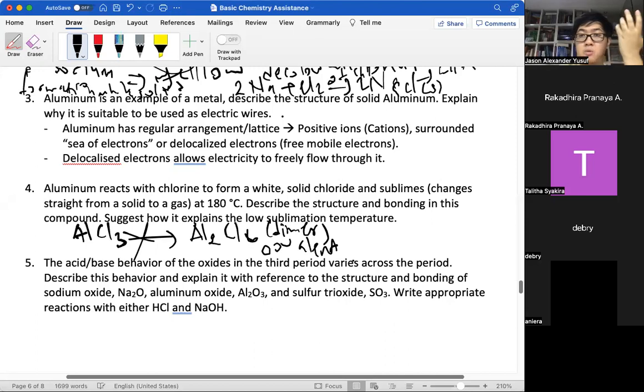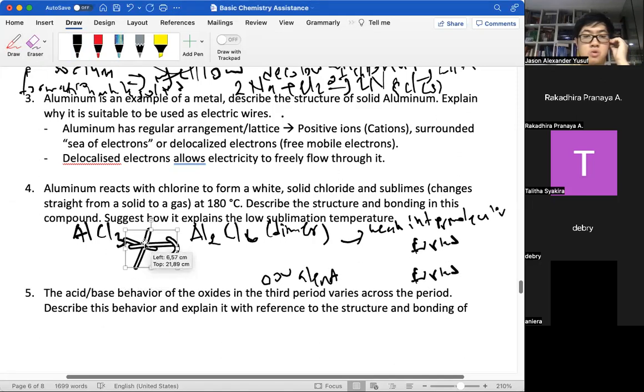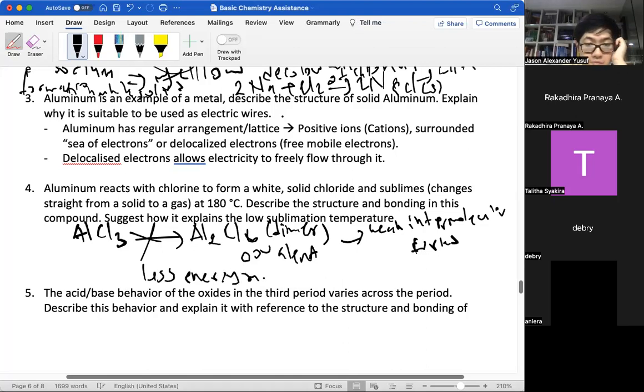And as usual, we can see that the covalent bond can be a weak bond, which means that we have weak intermolecular forces. And if we have weak intermolecular forces, it means that less energy is needed to break the bond. Because of this, less energy is needed to, sorry, not to break the bond, to overcome the intermolecular forces.